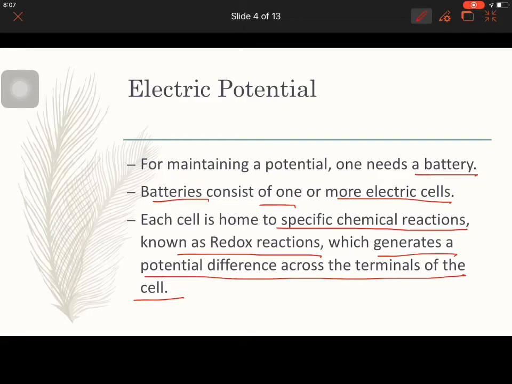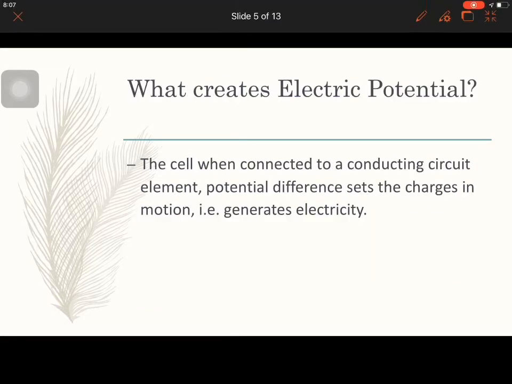It generates a potential difference across the terminals of the cell because it has some specific chemical reactions undergoing in it that give rise to such a potential difference. So when we connect this cell to a conducting circuit element, the potential difference gives motion to the charges present in that conducting element, in turn generating electricity.